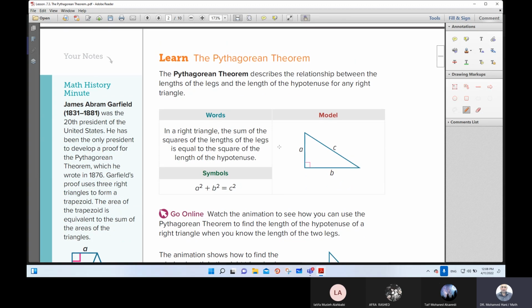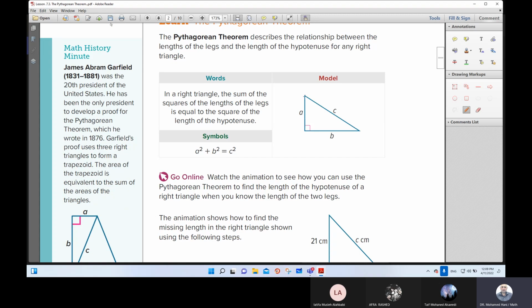The Pythagorean theorem: we can use the Pythagorean theorem just in the right triangle. The Pythagorean theorem describes the relationship between the lengths of the legs and the length of the hypotenuse for any right triangle. As you see here, you have a right triangle. The measure of this side is A, the measure of this side is B, and the measure of this side is C.